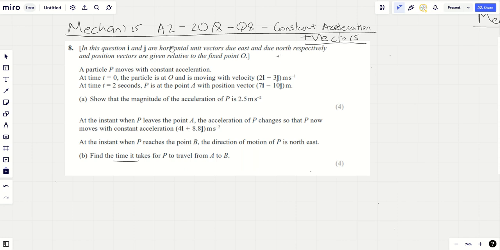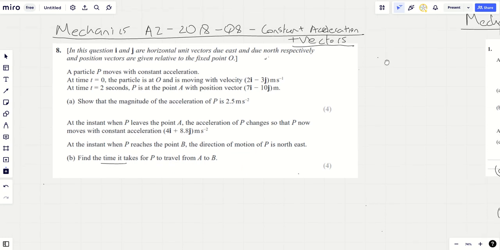Hello and welcome to another video, this time on Mechanics A2 2018, question 8, and it's about constant acceleration and vectors by the look of it, because it says so in the question. Now, with vectors, there's really three types of questions. Variable acceleration, I've got a whole load of videos on the variable acceleration questions. Essentially, you need to integrate and differentiate if the acceleration is varying. Constant acceleration, in which case it's suvat.